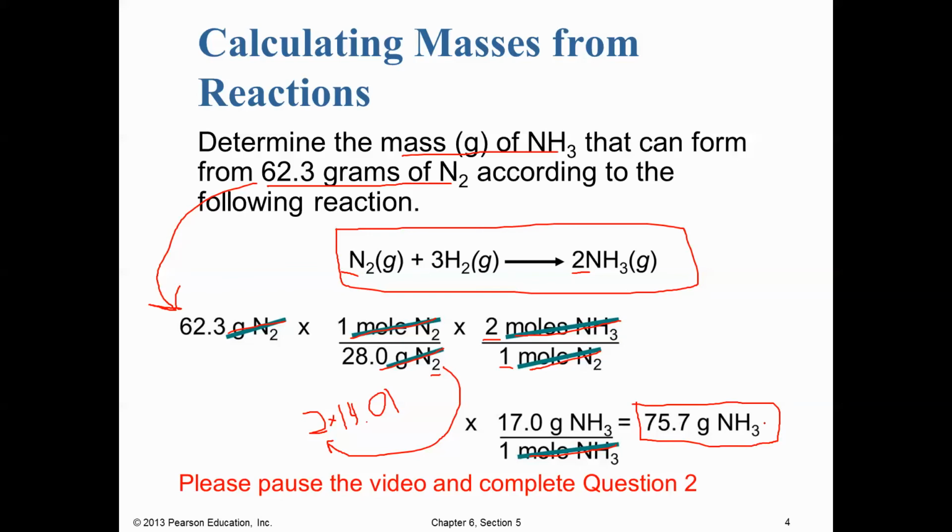So I want to emphasize here, you're going to want to do a lot of practice problems. Make sure that you do a bunch of practice problems, because otherwise you're not going to lock down this skill. So practice, practice, practice. All right, so speaking of which, why don't you pause the video and please complete question number 2.